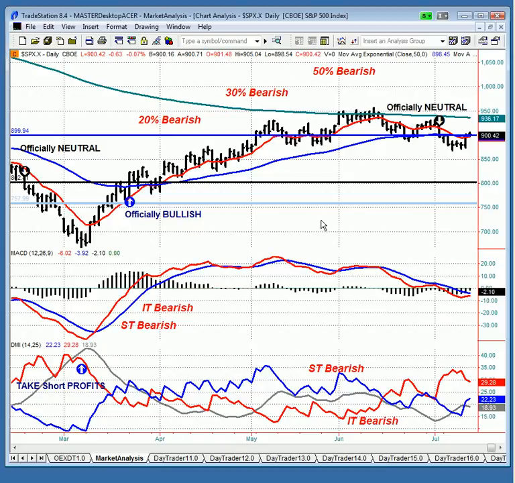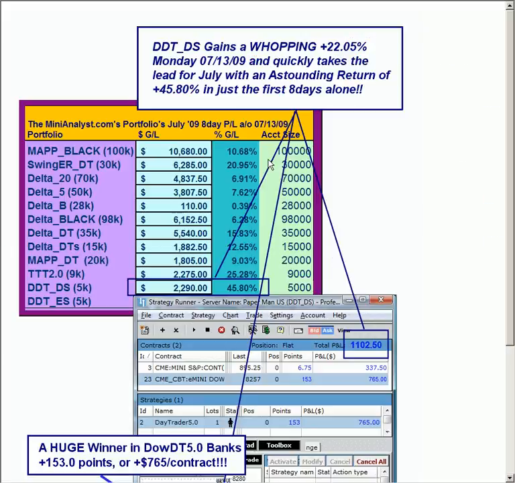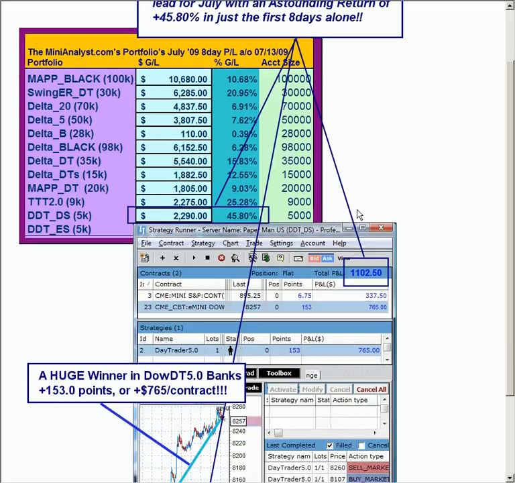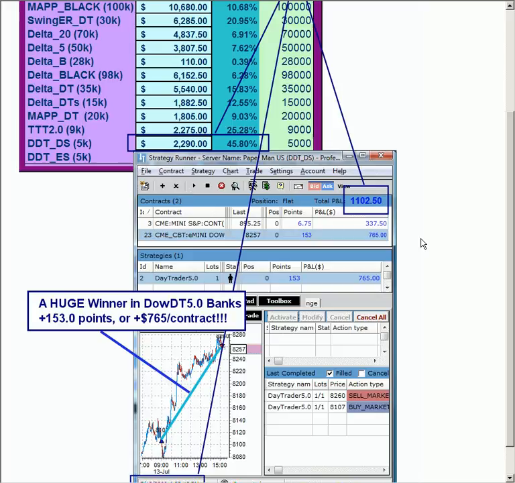And so where have our portfolios been? We're going to go ahead and take a look at that. Wow, the Dual Day Trader DS right here put up an astounding $1,100 gain yesterday. Now this is a $5,000 account. You can of course trade as many as you would like. 5 of these would be $5,000 gain yesterday, almost $6,000 actually. So a huge winner in our Dow Day Trader 5.0 was responsible for the lion's share of yesterday's gain.